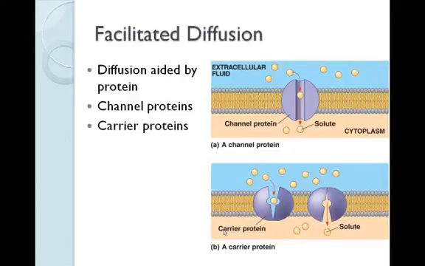Now that we've looked at the movement through the lipid bilayer, let's look at movement through protein carriers. The type of movement shown here is facilitated diffusion. This is movement through a channel or carrier protein, and it moves molecules from high concentration to low concentration. Since the movement is from high to low, this is a type of passive process.